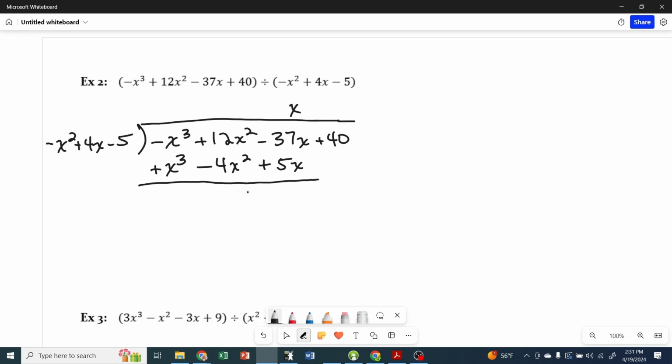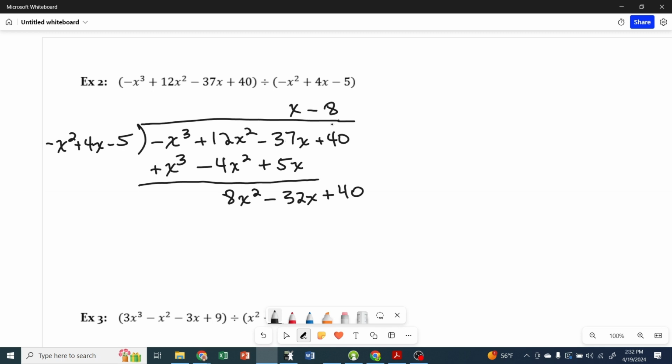So now we bring this down. 12x squared minus 4x squared is 8x squared. Negative 37x plus 5x is negative 32x. And now we bring down the 40 plus 40. So negative x squared goes into 8x squared negative 8 times. So I'm going to write negative 8.